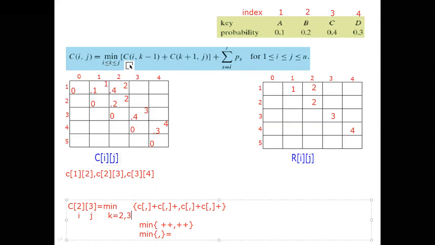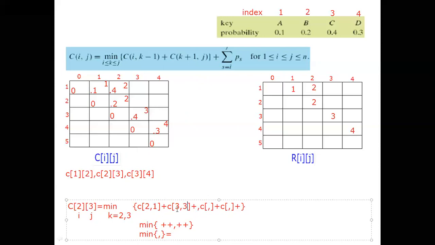What is the first value? C of i, k minus 1. What is the i value? It is 2. What is k minus 1? What is the first k we have to consider? It is 2. K minus 1 is 1. Now the next C value is C of k plus 1, j. What is the current k? It is 2. K plus 1 is 3. What is the j value? J is 3.